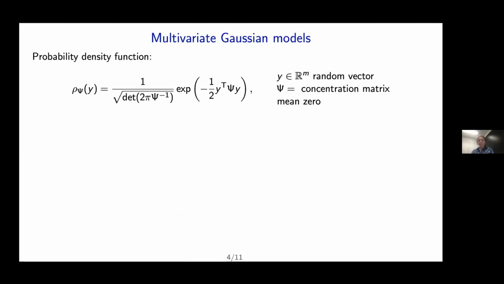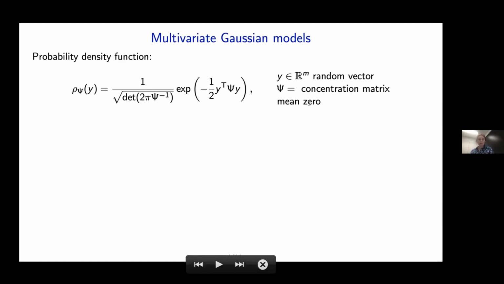So, it's a multivariate Gaussian model. It has this familiar probability density function, which may not be entirely familiar just because it's parameterized in terms of psi, the inverse of the covariance matrix. That's why there's a psi inverse appearing here and then a psi appearing here, instead of it being written in terms of the covariance sigma.